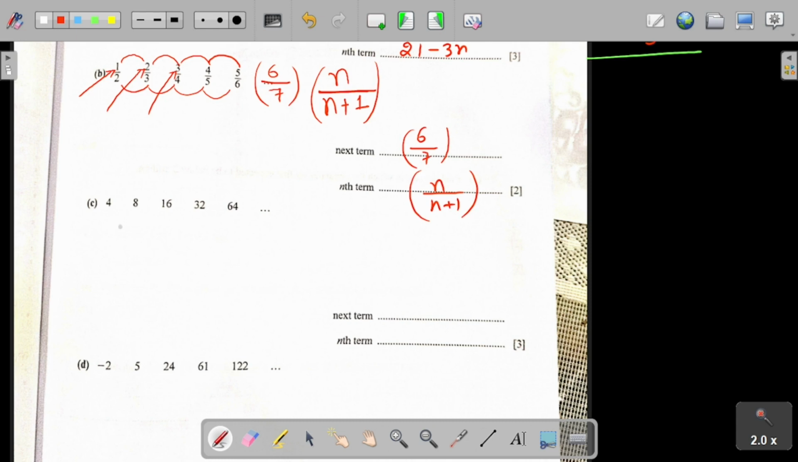Next, I think this is a geometric sequence. Each term is getting multiplied by 2. See, this is into 2, this is into 2, this is into 2. So the next term will be got by multiplication with 2, so it's 128. So the next term will be 128.